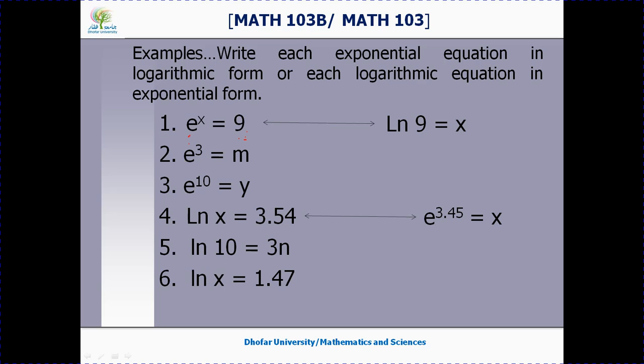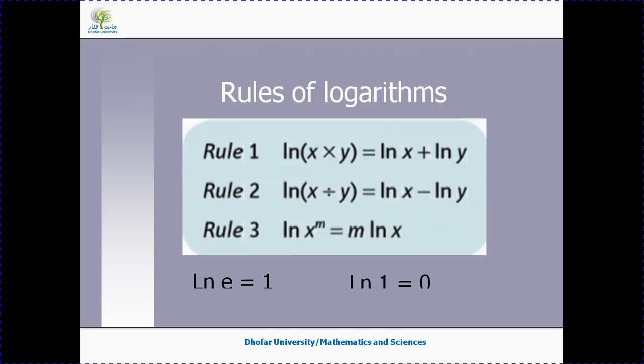Now, problem number 4, ln x equals 3.54. This is logarithmic equation, or logarithmic form. In order to write the exponential form, don't forget that the base here is e. So e to the power 3.54 equals x. And the same way you can solve for 5 and 6.